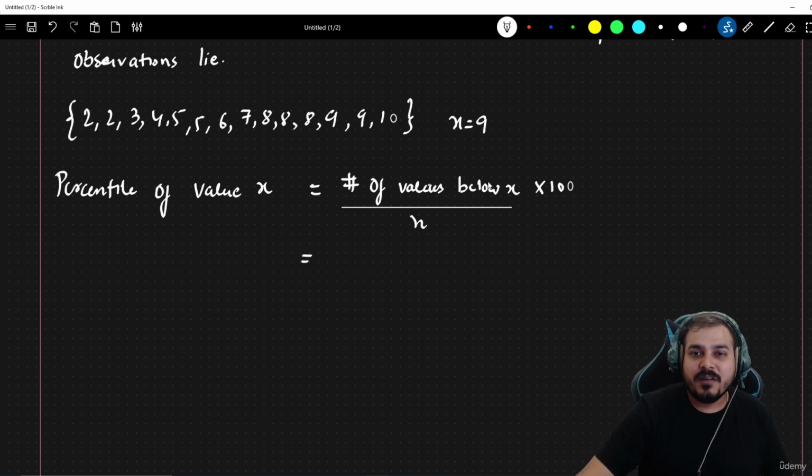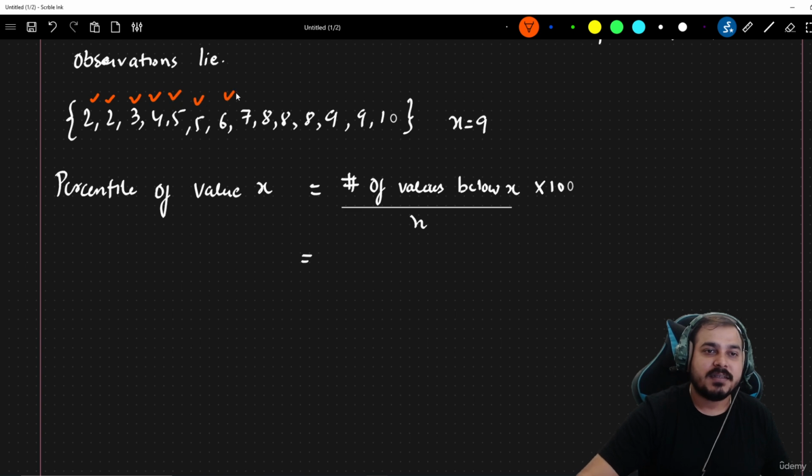So what is the number of values that are present below x? If I go and see, that is 1, 2, 3, 4, 5, 6, 7, 8, 9, 10, 11, right?